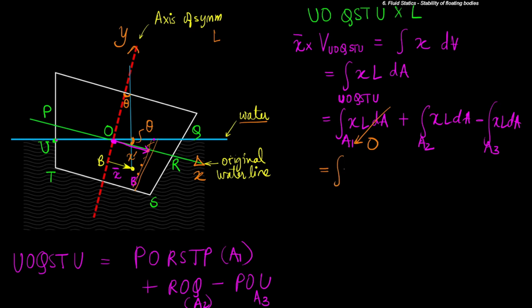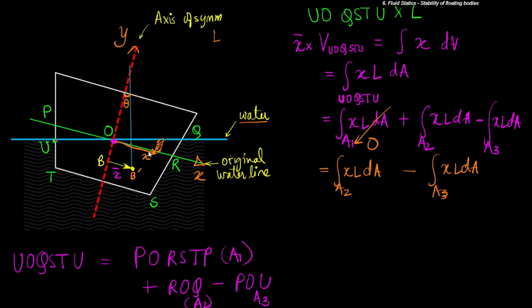Now what about the second and third integral? Let us write them down. It is integral x L dA over A2 minus integral x L dA over A3, where A2 is ROQ and A3 is POU. Now to find out that particular area, let us see. So ROQ, the area will be this element over here and x will be this.